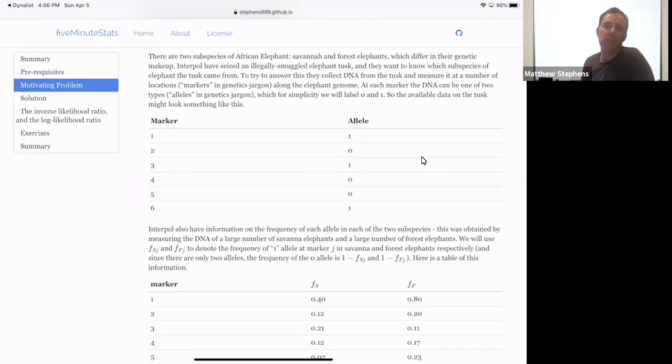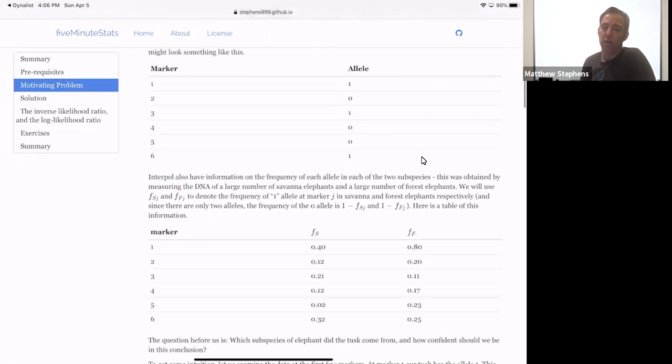And so I can build a simple model that assumes that these data are independent across the 6 markers. So looking at the data at marker 1, I see a 1 allele, and we know that the 1 is more common in the forest elephants. It's actually at 80% frequency rather than 40% frequency. So that seems to support the elephant possibly being a forest elephant.